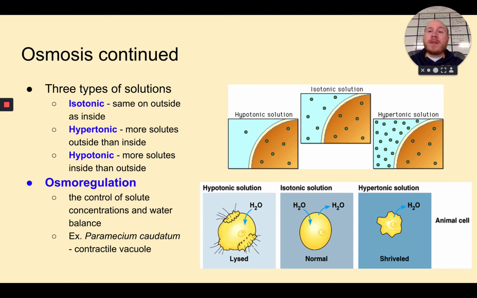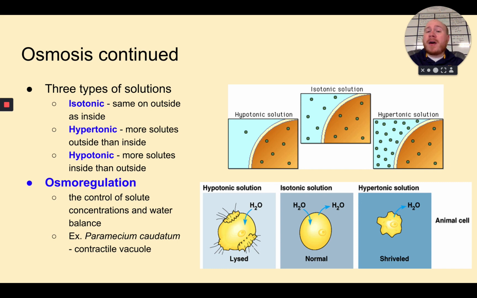If you put a cell in an isotonic solution, which is what our IVs are at the hospital, this cell will be happy. It'll be normal. It's the same on the outside as it is on the inside. And if you put cells in a hypertonic solution, like a saltwater solution, it pulls the water out of them. And so what we see is the cells will shrink, and then they won't function correctly.